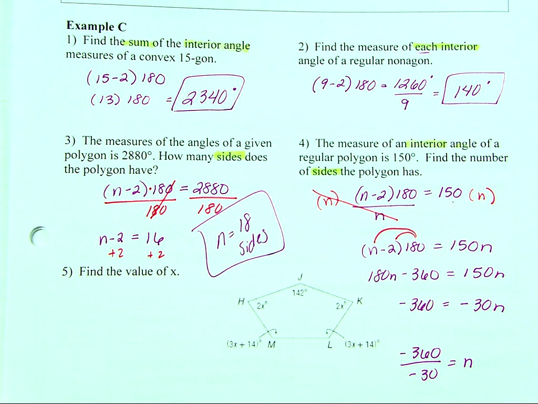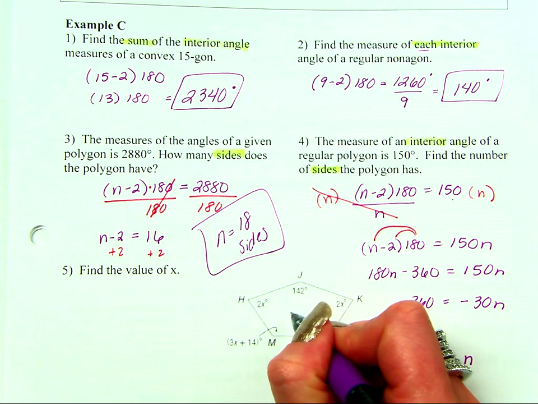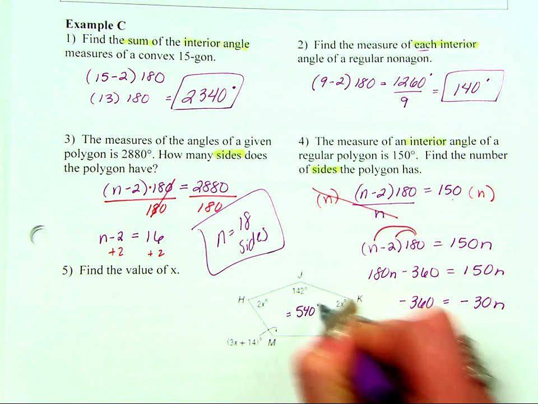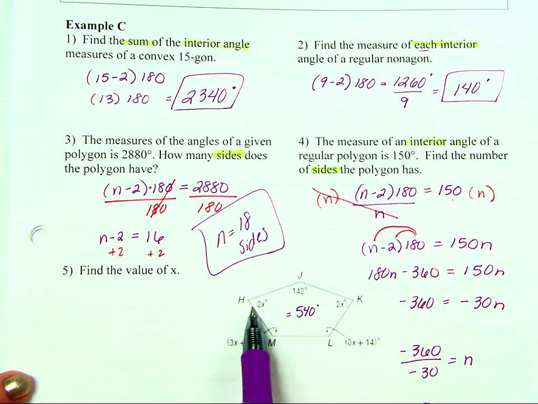Finally, on number 5, they're asking me to find my value for x. As I look at this diagram, sometimes kids will say, set it equal to 180. But I can't set it equal to 180. This is not a triangle. This shape, 5 sides, is a pentagon. And so if you look back on the chart that we completed, or if you use our formula for a pentagon, this has to actually total 540 degrees. I want to add all of my angles up and set that equal to 540 degrees.